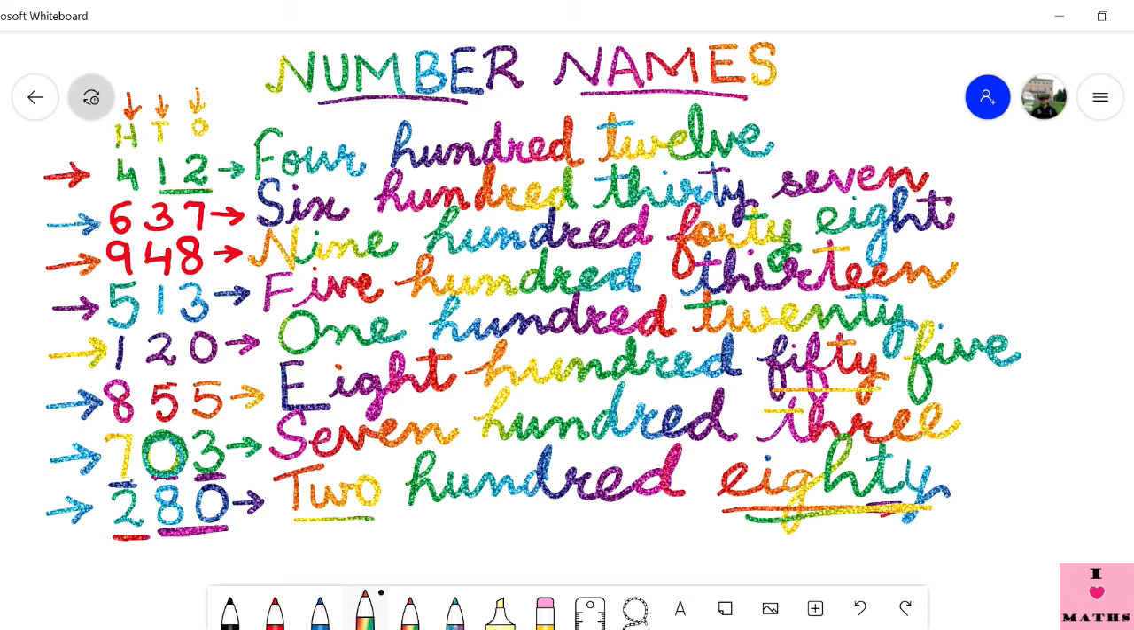So this is 280. So children, when you practice writing number names, please make sure that you write the number names and speak them simultaneously so that you learn them very, very nicely.